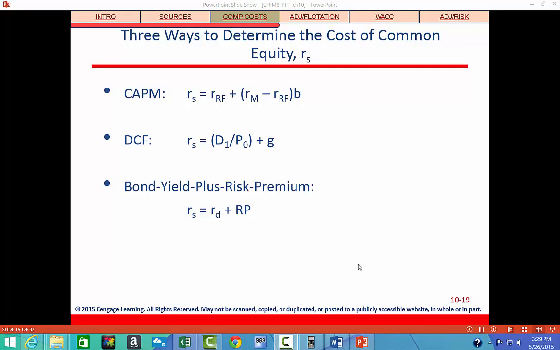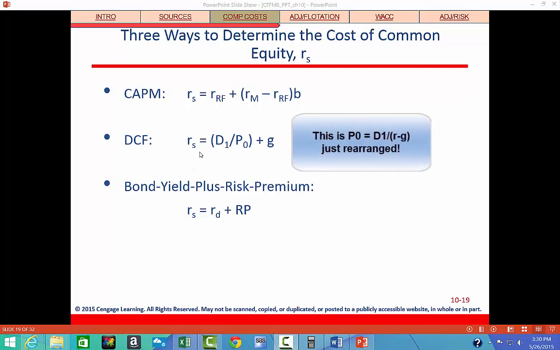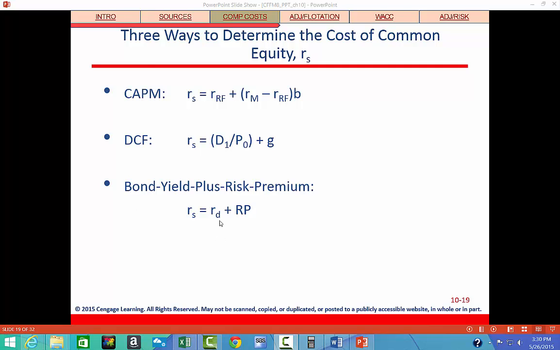So now we're finally to the third component of the weighted average cost of capital, and this is to determine the cost of common equity. And so we have three different methods to determine the cost of common equity. The first is the CAPM, which you should recognize this formula. The second is the discounted cash flow approach, and this is just the constant growth model rearranged to solve for R. So this is that same equation as P0 equals D1 over R minus G. And then the third method is the bond yield plus risk premium. So it's pretty simple.